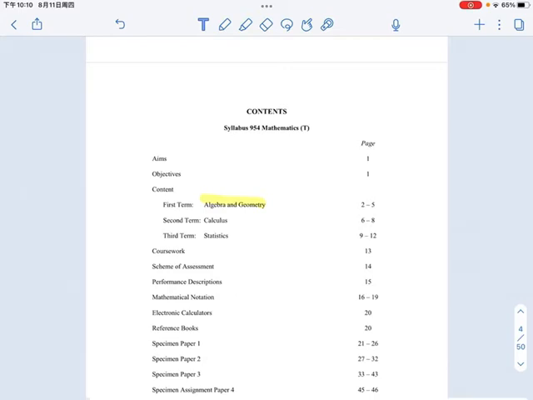Because for the third term, statistics, this kind of question depends on your common sense. If you can think well, you can answer very well. But for the first and second term, I suggest you do more questions if you can.